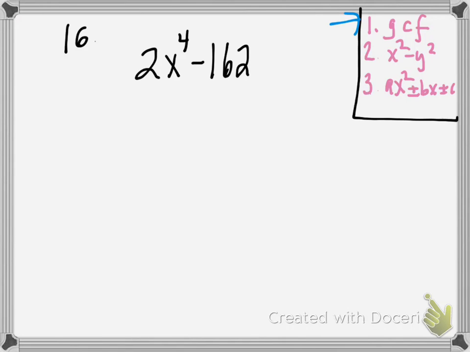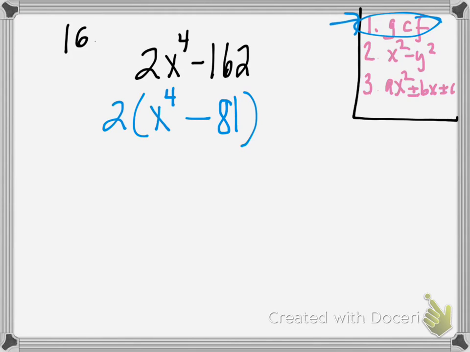In fact, there is. We can divide both of those by 2. However, they don't share any x's because 162 does not have any variables. So factoring out a 2, we are using GCF as our first option. So 2 times what is 2x to the 4th? x to the 4th. Bring down your minus sign, and 2 times what is 162? That would be 81.